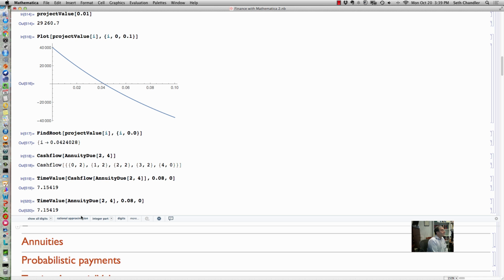Next one. I want you to tell me the value of a cash flow that pays $0 at time 0, $1 at time 1, $2 at time 2, $3 at time 3, etc., up to 10. The last payment is made at time 10. So this is sometimes called an increasing annuity, where there's a linear relationship between time and payment.